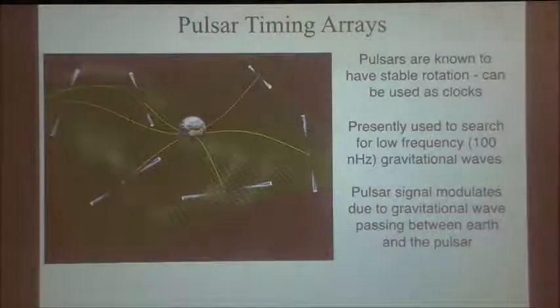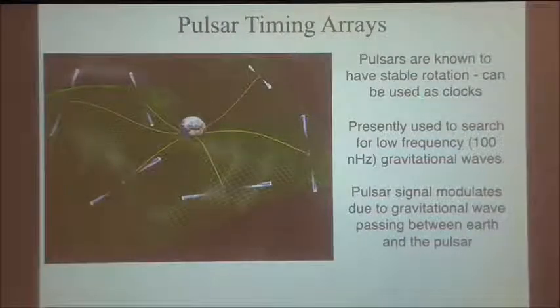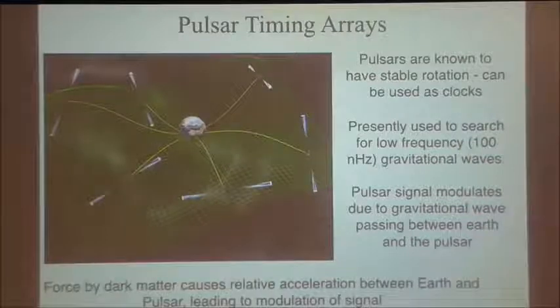One can also use pulsar timing arrays to go after this effect at very, very low frequency. Pulsars are basically wonderful stable clocks. They're presently being used. These pulsar timing arrays are being built to search for low frequency, 100 nanohertz gravitational waves. The idea is basically that if there's a gravitational wave going between the Earth and the pulsar, then the signal from the pulsar will get modulated because there's stretching and squeezing in space, and that's something they can actually measure.